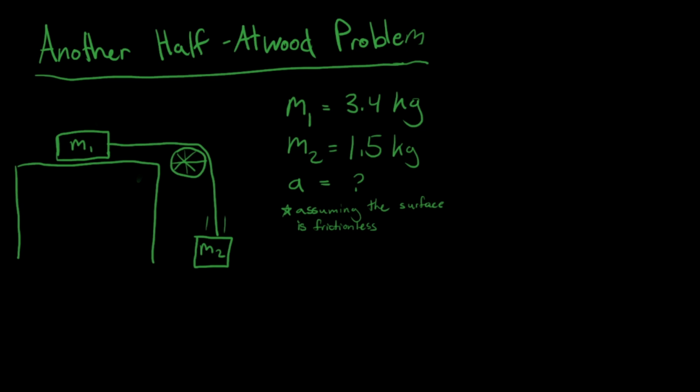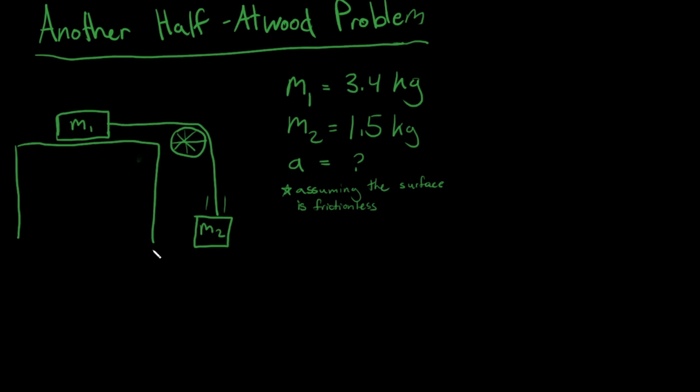So in this case, we're given masses 1 and 2, and we're looking for the acceleration of the system. And since the acceleration is within the system, it's the same for both mass 1 and mass 2, so it doesn't really matter for which one we find. We're also going to assume in this case that the surface is frictionless, so we don't have to account for friction. Let's start by drawing our free body diagrams.